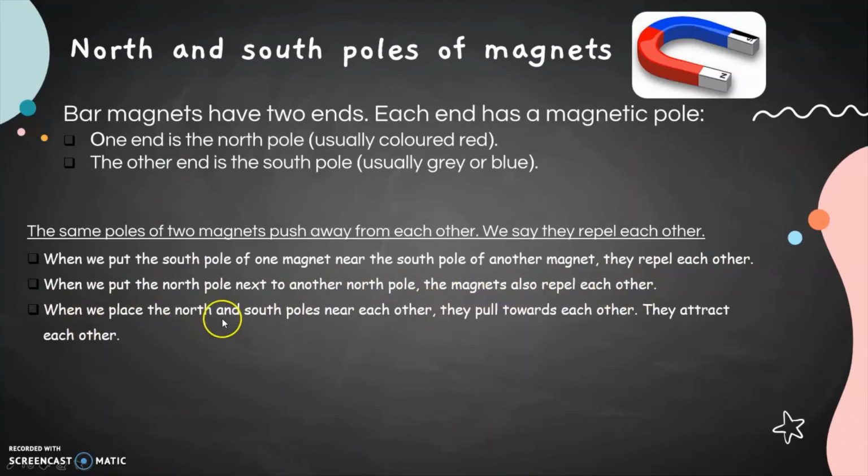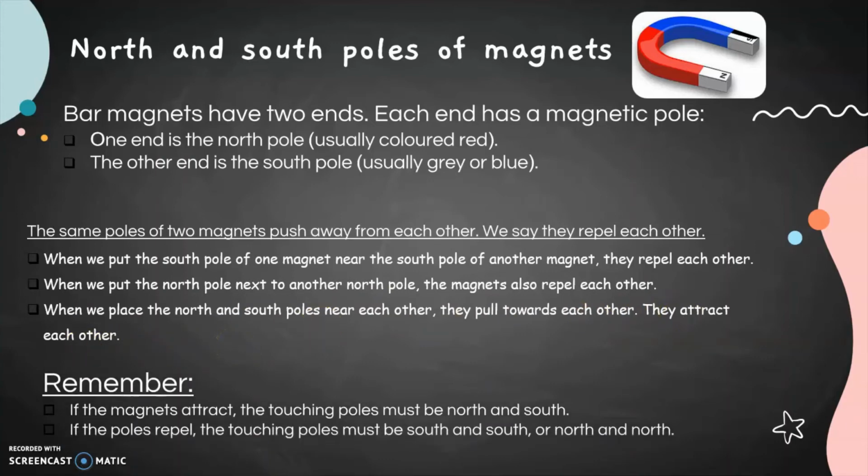When we place the north and south poles near each other, they pull toward each other. They attract each other. Remember, if the magnets attract, the touching poles must be north and south. If the poles repel, the touching poles must be south and south, or north and north.